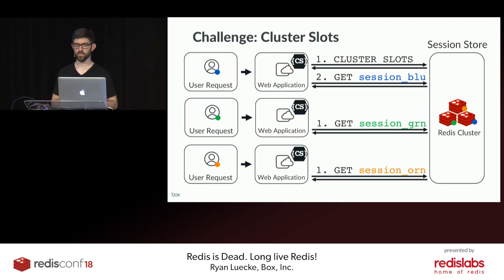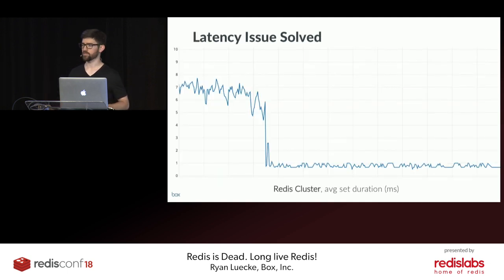So we did this by storing the cluster slots in the local APC cache on the web application server. So this is a PHP accessible cache. This application happens to be written in PHP. And when we did this, we saw our latency drop from 6 milliseconds down to lower than 1 millisecond. So this really solved our latency problem. It was the root cause.